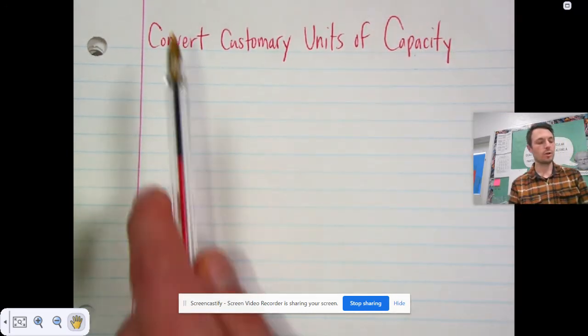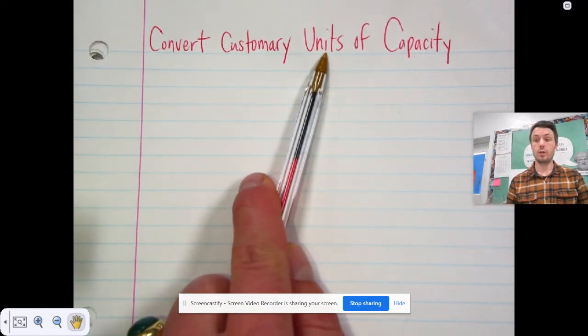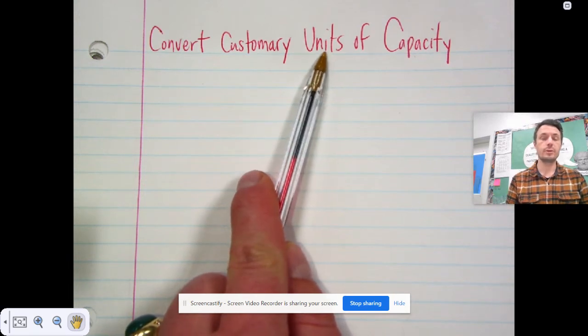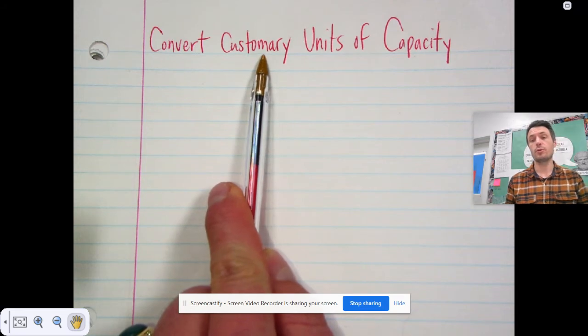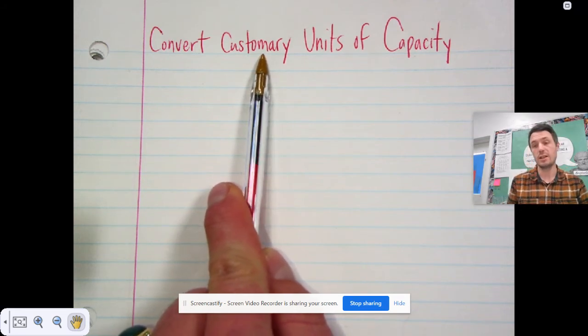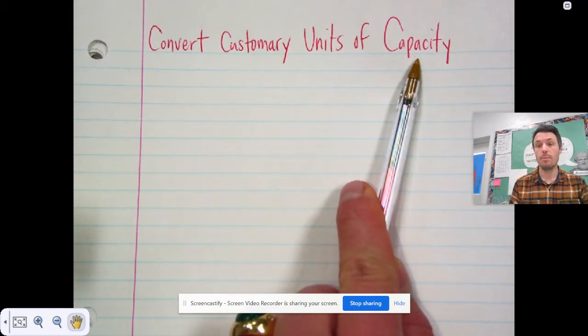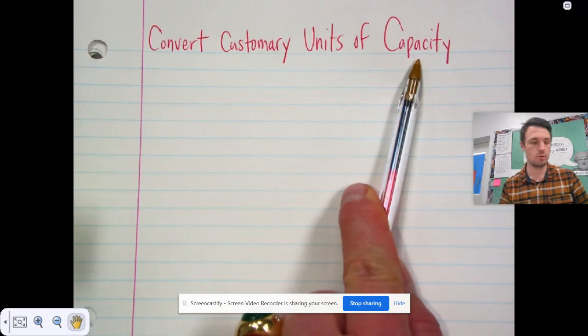So remember that when we're converting, it means we're going from one unit to a different unit. So we're either going from a smaller unit to a larger unit or a larger unit to a smaller unit. Customary, the customary system is the primary system of measurement used in the United States. And when you're measuring capacity, you're measuring how much a container can hold.